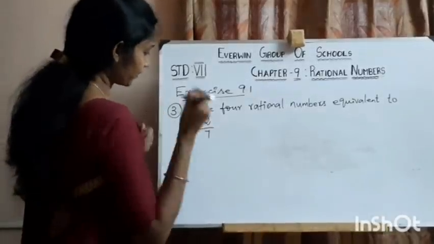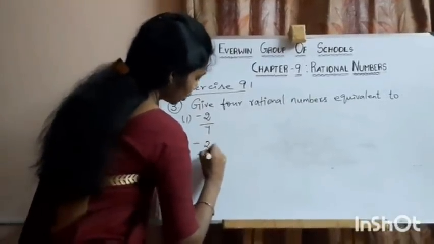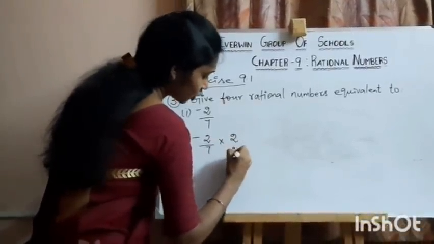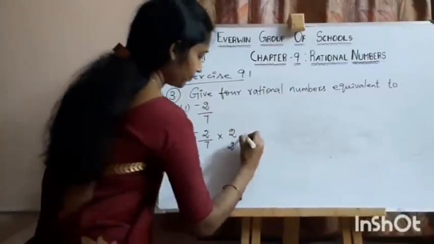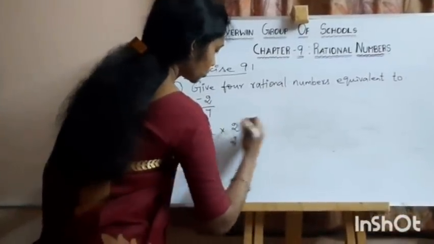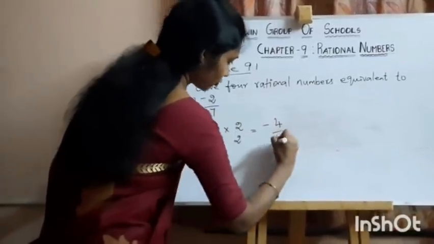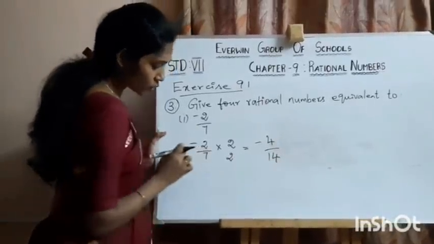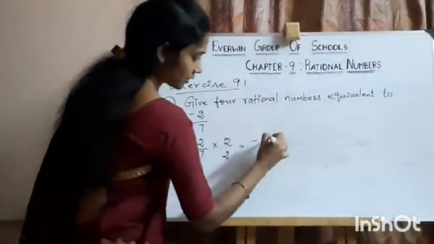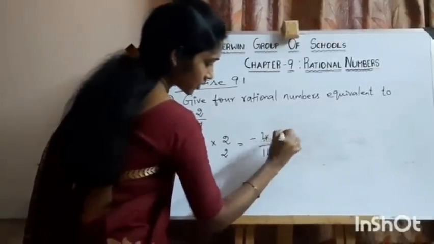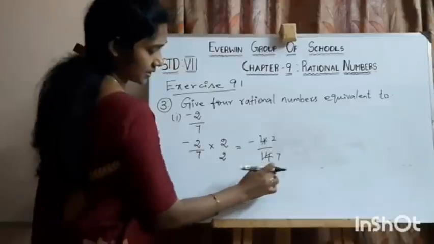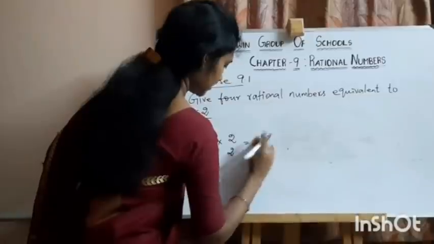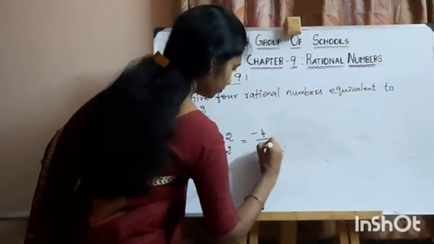Okay, so I am starting with 2. I am multiplying the numerator and the denominator with the same number. It will be equal to minus 2 2s are 4 by 7 2s are 14, minus 4 by 14. Minus 4 by 14 is equal to minus 2 by 7. We shall check here. This can be cancelled by 2 and this can be cancelled by 7. So these both are equal. Now no need to write this. Just write minus 4 by 14.